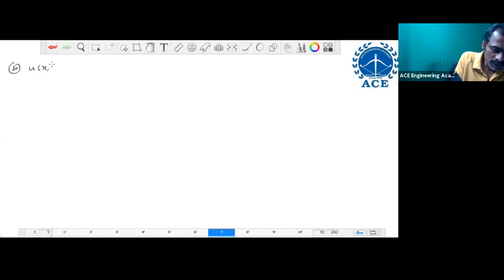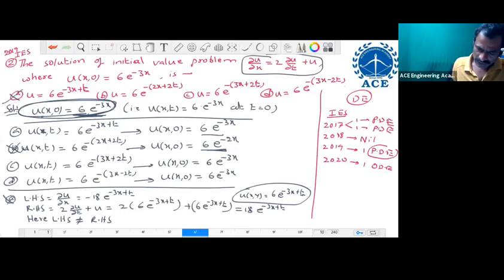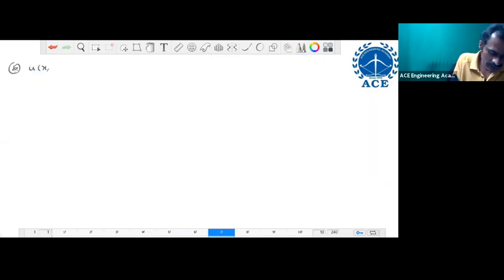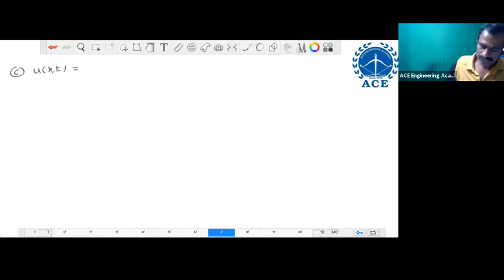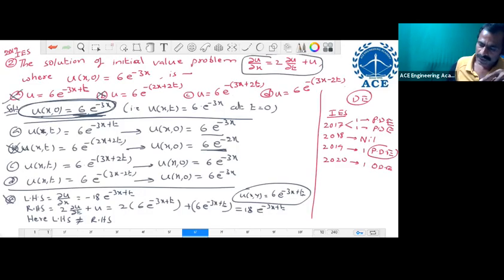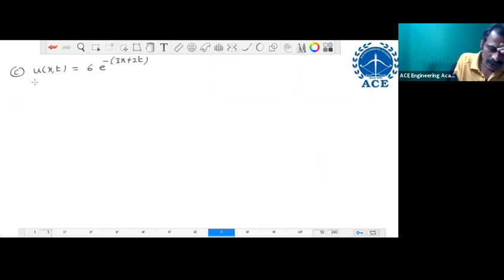Then we check option B. Option B is already eliminated by the condition, so you need not check option B. Then you go to option C directly. Now from option C, u of x comma t equals 6 into e power minus of 3x plus 2t. Now from this, LHS equals dou u by dou x, which with respect to x is minus 18 e power minus 3x plus 2t.